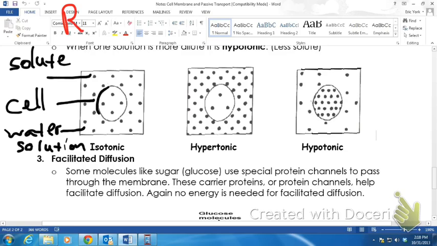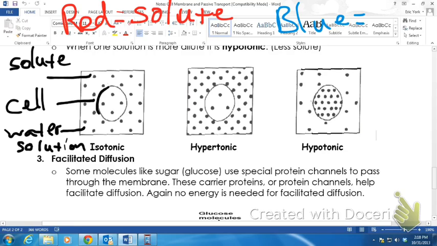Put red, so anything in red is going to be the solute. Okay, everything that I do in blue will be water. So blue equals water, H2O. First, we're going to go through here and show the path of the solute. I'm going to be using the red one.